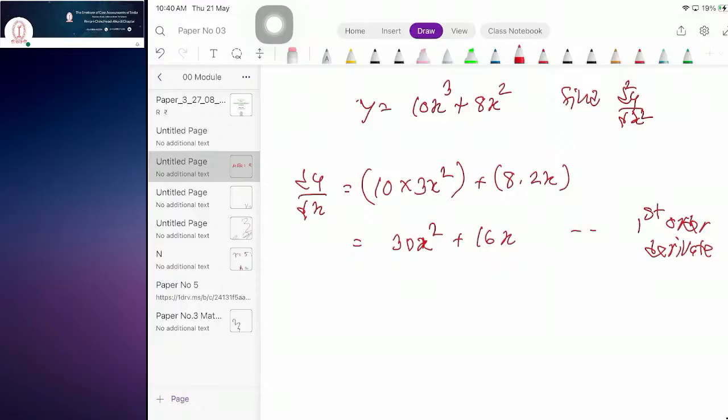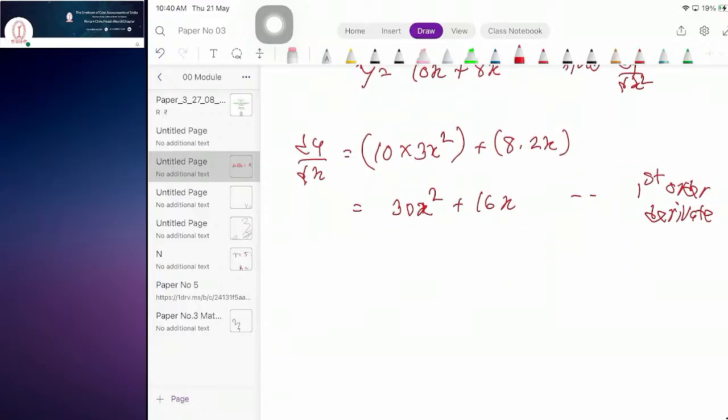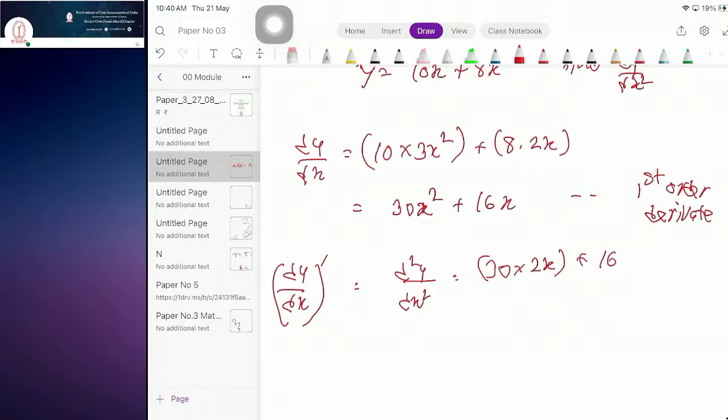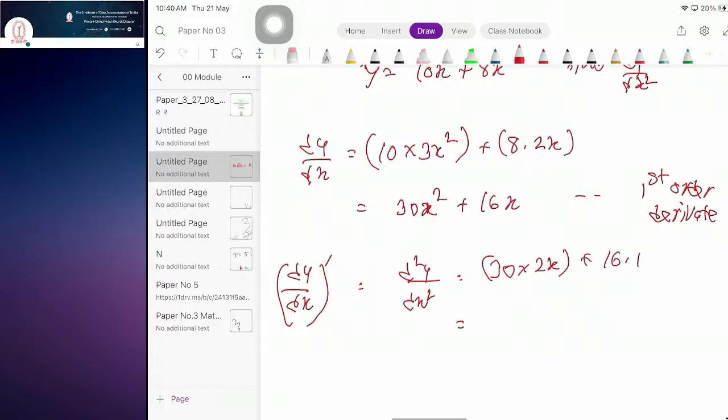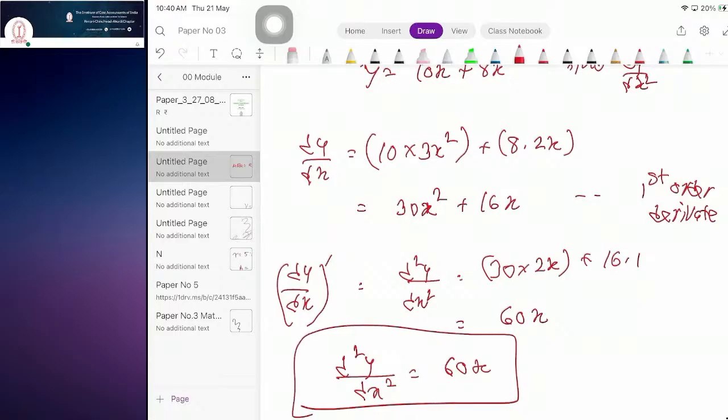If you want to find the second order derivative, you have to take the derivative of this derivative once more, the derivative of dy upon dx once again. So that gives you d square y upon dx square. The derivative of 30x square: x square gives 2x, plus 16, which is a constant with x raised to 1, so that will be only 1. 30 times 2 is 60x. So this will be your second order derivative. d square y upon dx square is 60x, the final answer of this derivative implementation.